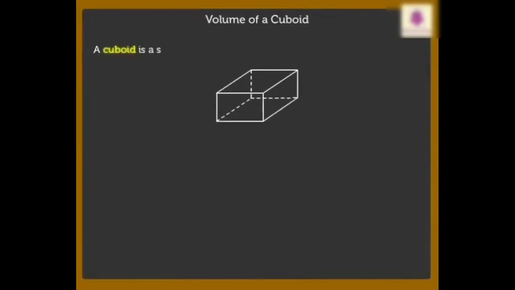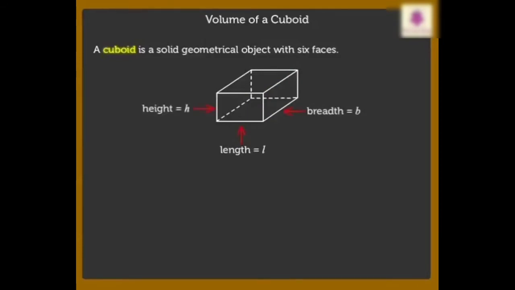A cuboid is a solid geometrical object with 6 faces. Each face of a cuboid is a rectangle. In the figure, the length, breadth and height are marked. We get the volume of a cuboid by multiplying its length, breadth and height. Thus, volume of a cuboid is equal to length into breadth into height, which is equal to L into B into H.